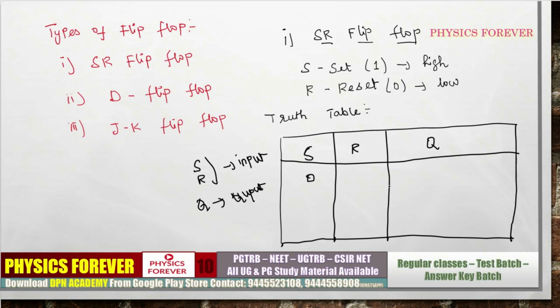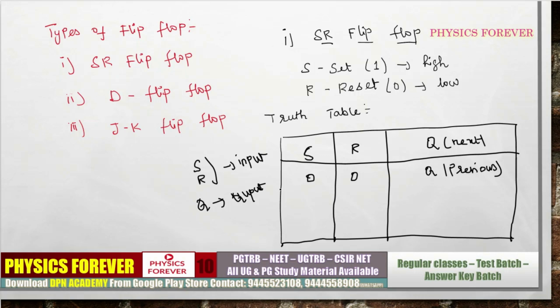So if S value is 0 and R value is 0, what is the output Q value? That should be the previous value. Q is equal to the previous value. Okay, that is important. If we set the inputs S equal to 0 and R equal to 0, then the output goes to the previous one.